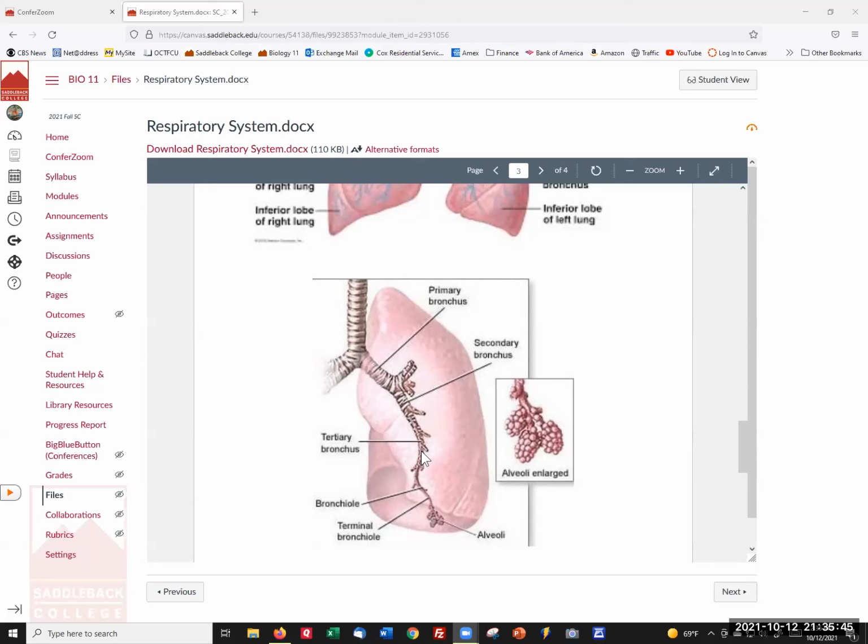Charlie? Yep. So the right side, does the left side have a horizontal fissure or, no, just the right side? No, just the right side. Okay, thanks.